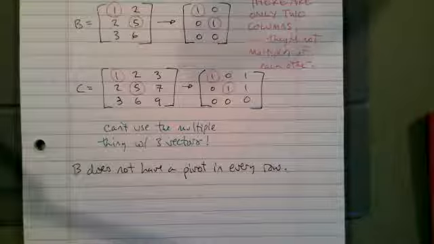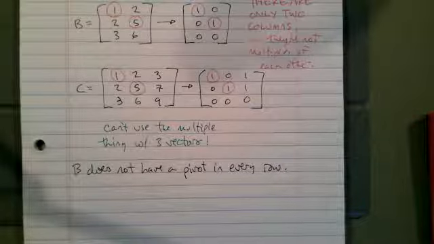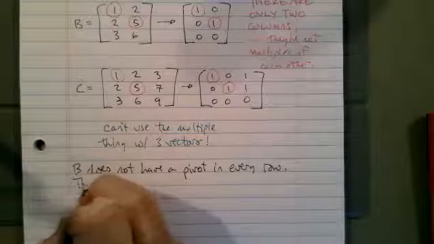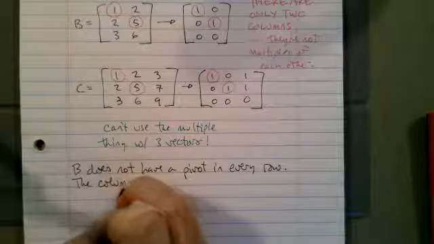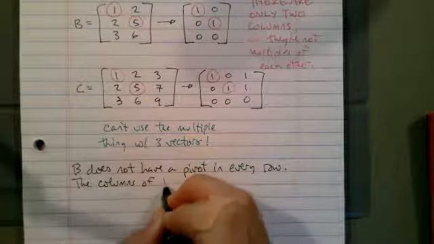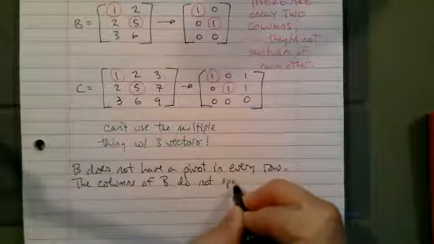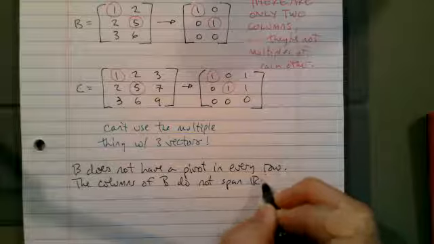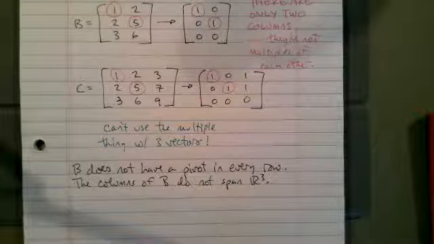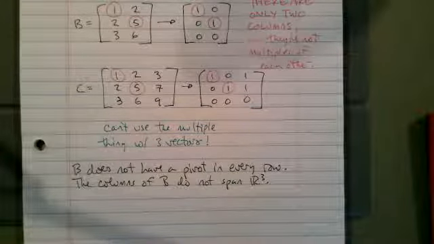As a set of vectors, we can say that the columns of B do not span R3, because B does not have a pivot in every row.